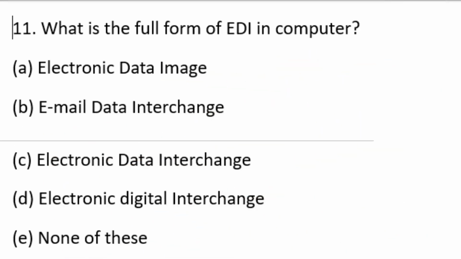What is the full form of EDI in computer? A. Electronic data image. B. Email data interchange. C. Electronic data interchange. D. Electronic digital interchange. Answer is C. EDI, electronic data interchange, is the transfer of data from one computer system to another by standardized message formatting, without the need for human intervention.